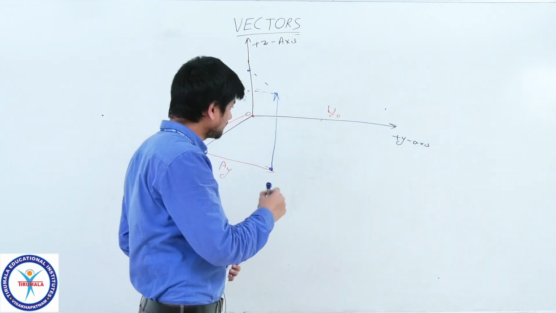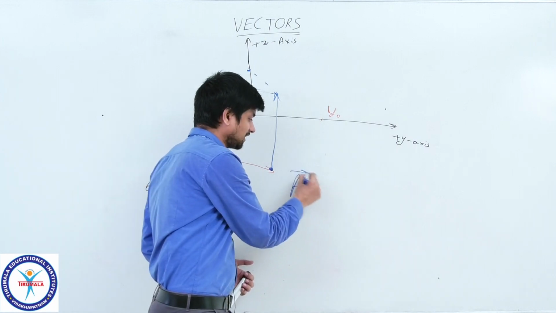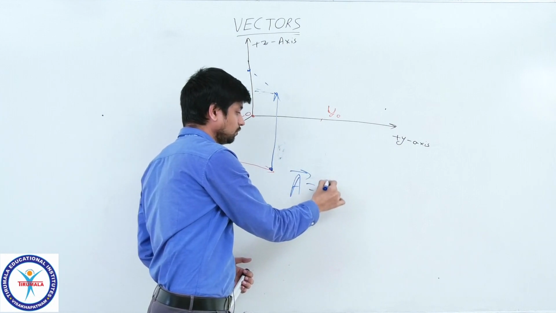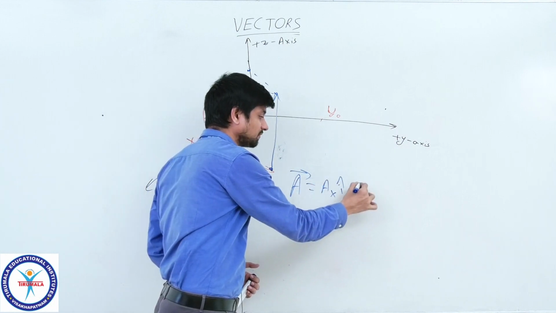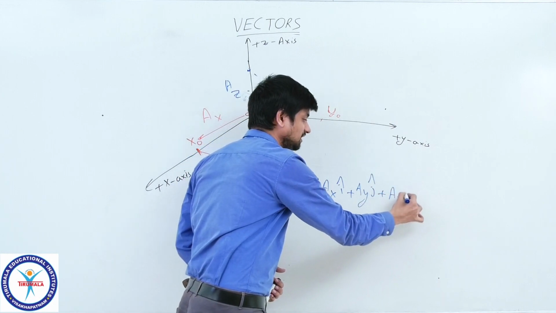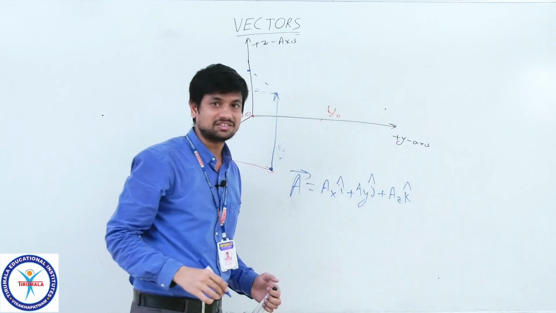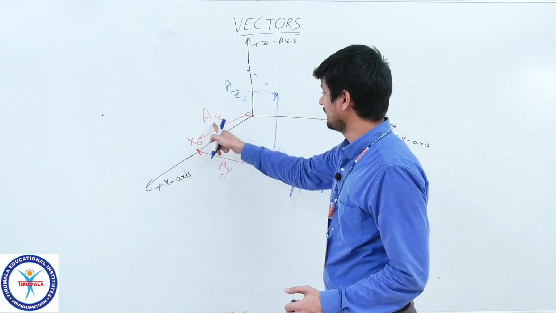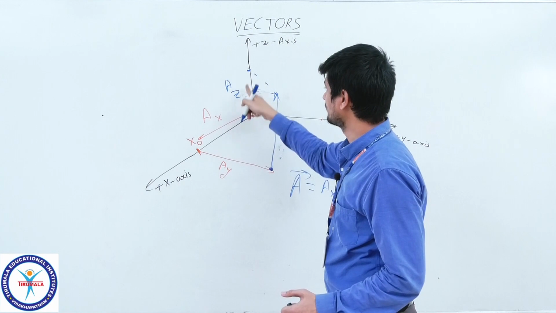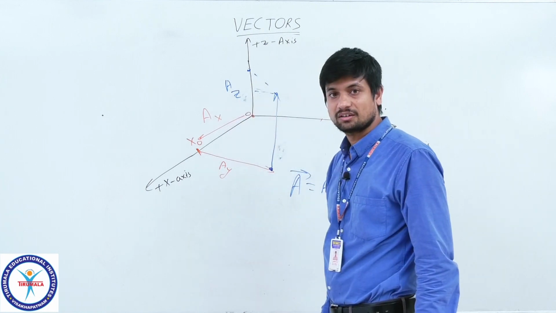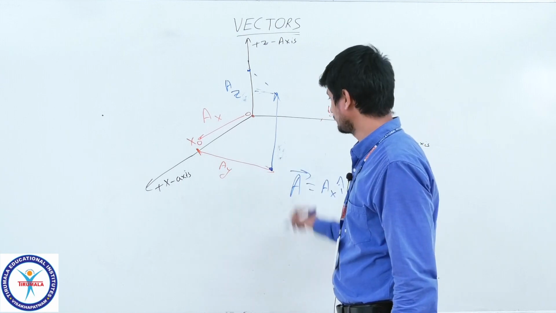So, the vector can be written, A vector, that means this one, A bar equal to Ax i cap, Ay j cap, Az k cap. Once see here, along this one Ax, along this one Ay, along this one Az. So, this is the vector. Okay children, in this way we can calculate.